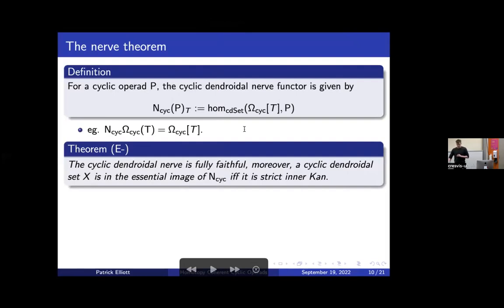And our first theorem is a nerve theorem stating that the cyclic dendroidal nerve is fully faithful. So cyclic dendroidal sets are a lossless representation of cyclic operads. And the essential image is precisely the strict inner Kan cyclic dendroidal sets. I'm actually underselling this theorem a bit because there is also a Segal component, but I just didn't have time to describe the Segal condition. But let's go with this one for now.